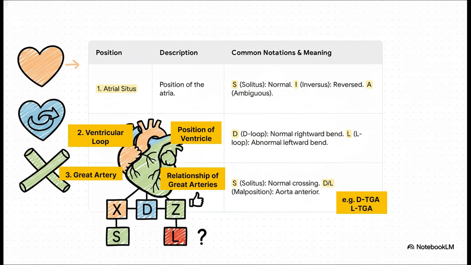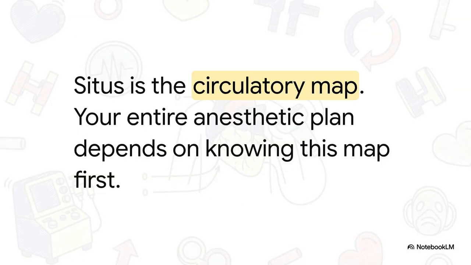And that third letter, Z, describes the great arteries. S for solitus means they have that normal crisscross relationship. D or L malposition tells you they're in an abnormal spot. So, a completely normal heart is SDS. Any other combination is an immediate red flag that you are dealing with a fundamentally different and way more complex circulatory map. And this isn't just an anatomical curiosity.